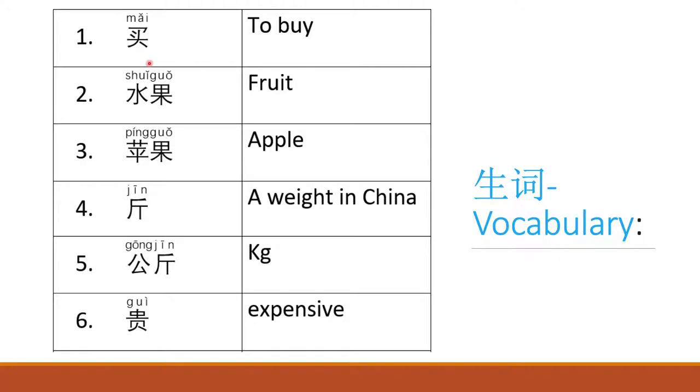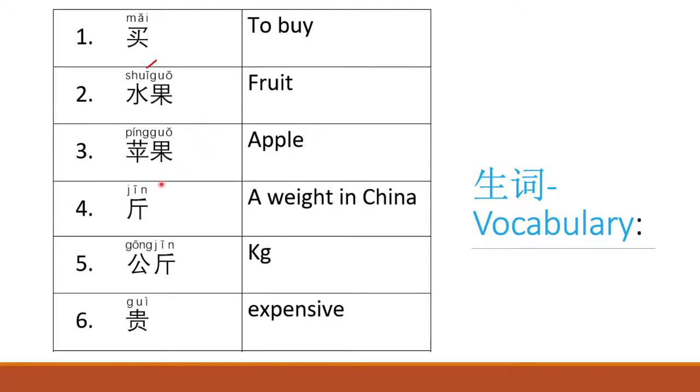Remember, when you have two third tones standing together, the first one you need to transform into the second tone, right? 水果. Okay, let me highlight here. It will become the second tone. 水果. Alright, and now we are gonna go for the next one. 苹果, 苹果, which means apple, right?